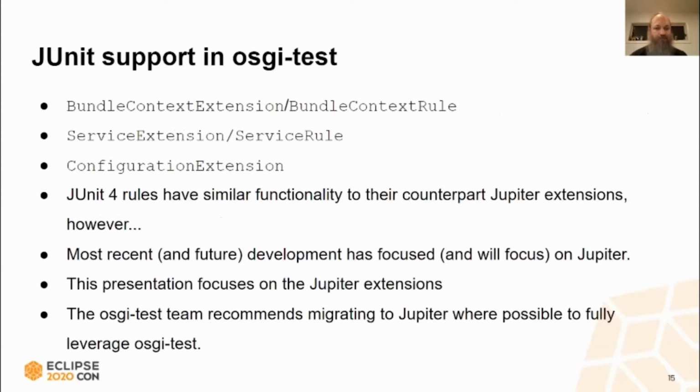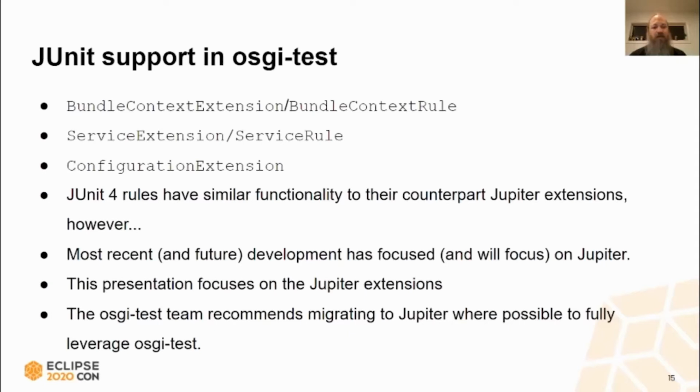So the support we have in osgi-test, and we'll go through these in a bit more detail in the slides to come, is a series of extensions, and in some cases a corresponding JUnit 4 rule. But most of our recent development has been on the extensions. So although the extension and rules had very similar functionality originally, more recently the development's focused on the extension, and the rules functionality has been left behind somewhat. And in fact, in the case of the configuration extension, it doesn't have a corresponding rule at all.